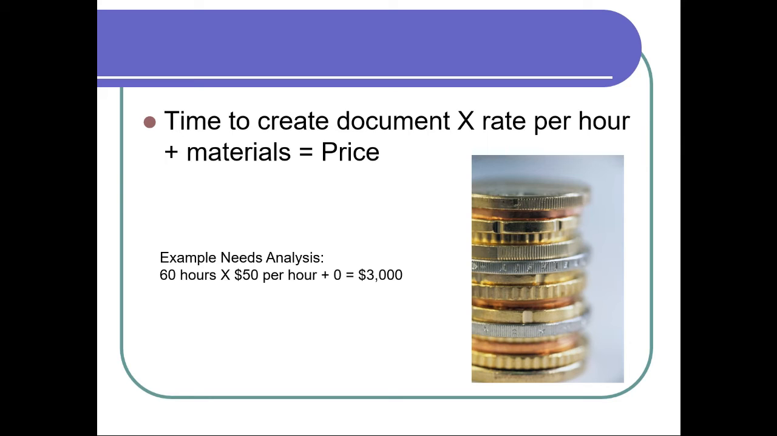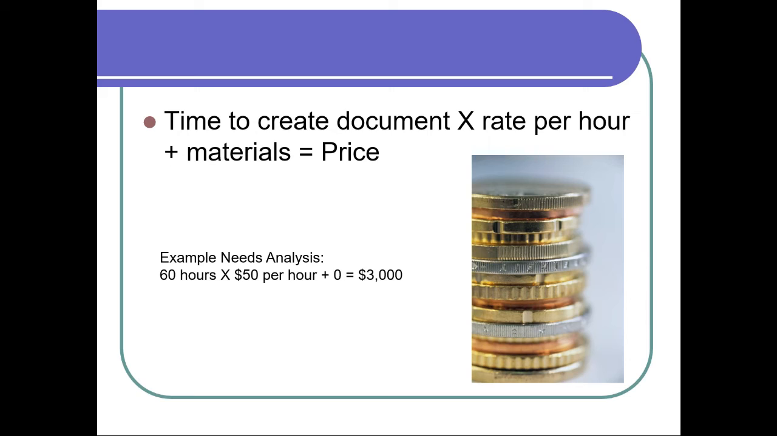But here, let's just say, for e-learning's sake, it's going to take us 60 hours and our rate per hour is $50 per hour plus no materials. So this will cost $3,000. So actually the math, once you figure out how many hours it is, is quite simple. You just take the number of hours times the price per hour and come up with a number.